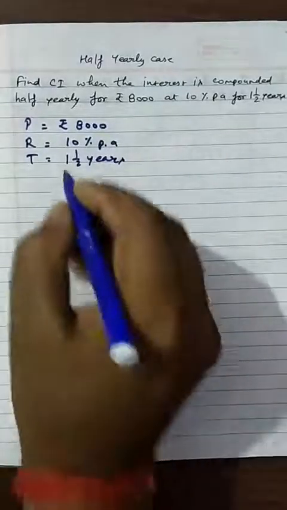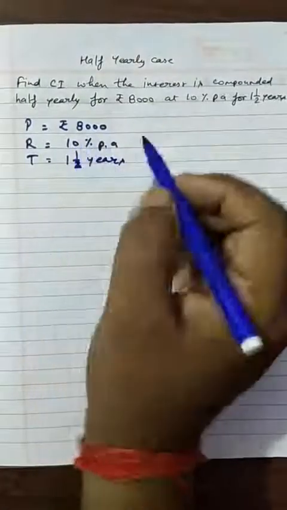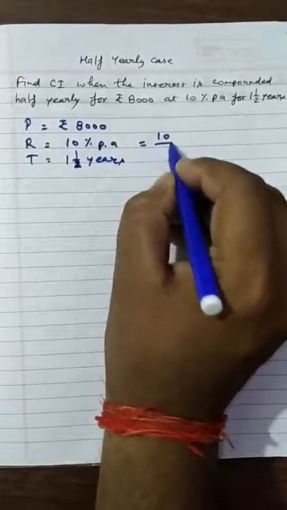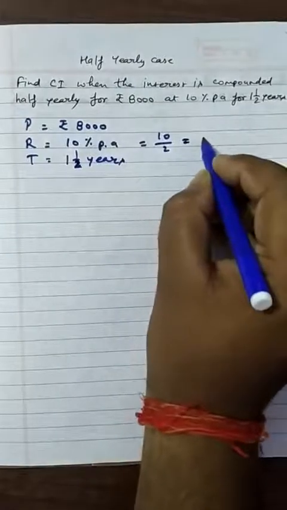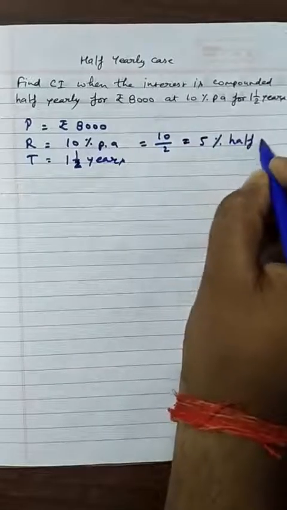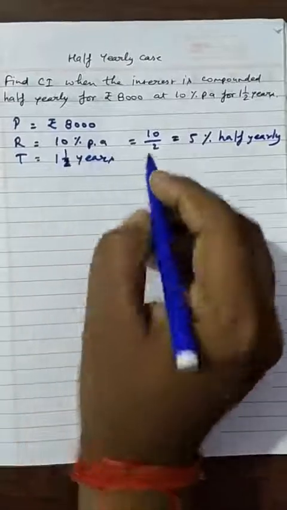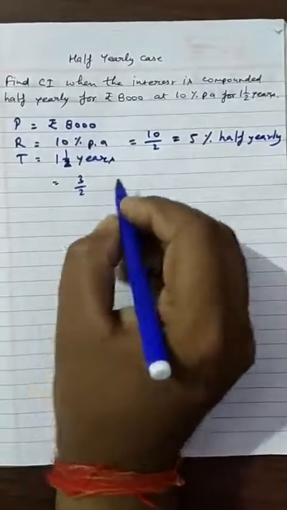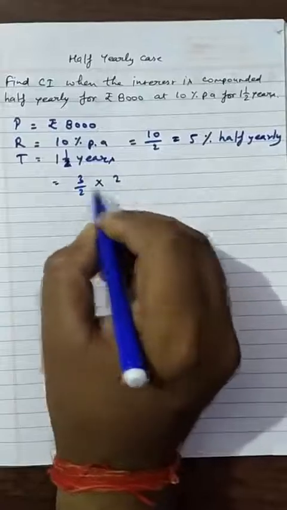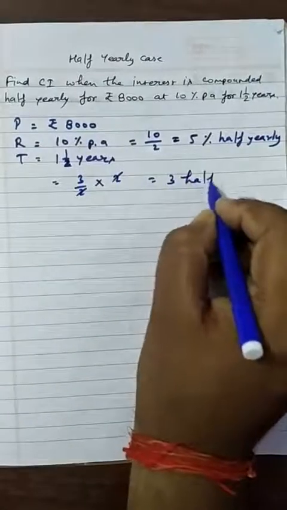Students, in the case of half yearly, the rate is halved, and the half of 10 will be 5% half yearly. Next, 1.5 years is 3 upon 2. Time is doubled, the rate is halved, the 2 is cancelled. So this is 3 half years.